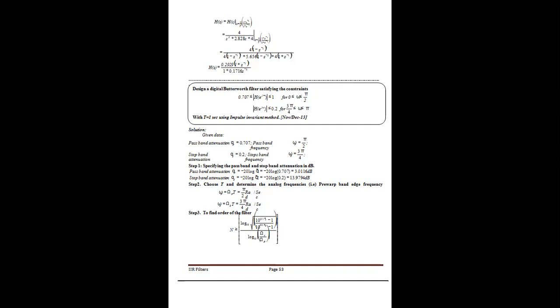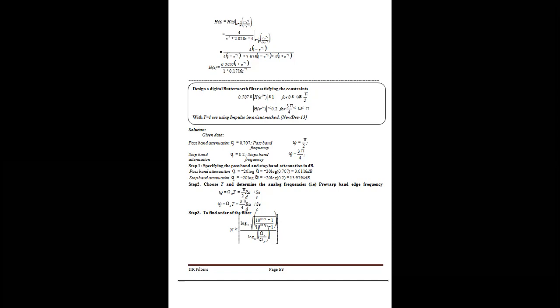Okay, so we'll be determining the analog frequencies, that is, the pre-warping omega p and omega s. The relation is nothing but omega p into T, omega s into T. So we'll have pi by 2, because in the case of impulse invariance, we'll be using T equal to 1, so this value will be pi by 4.